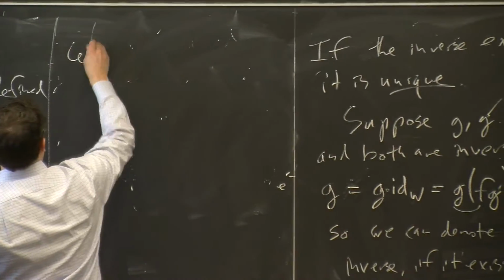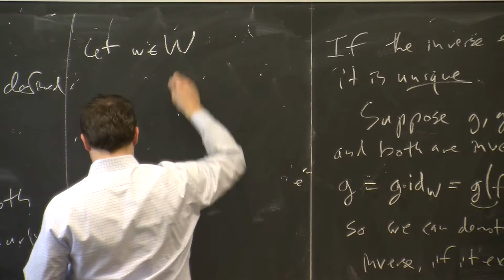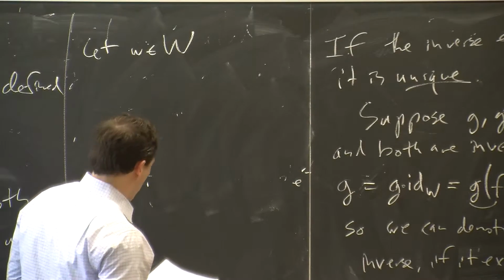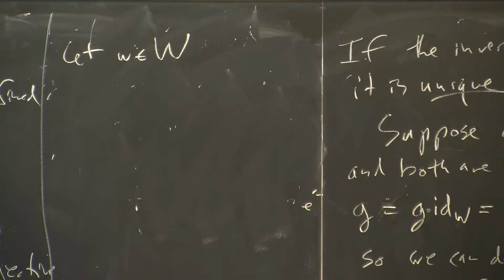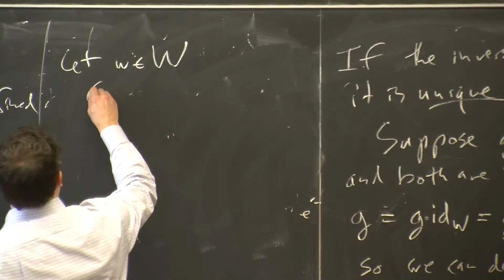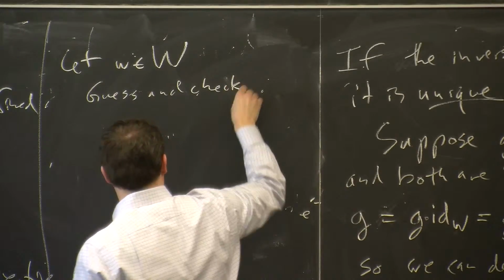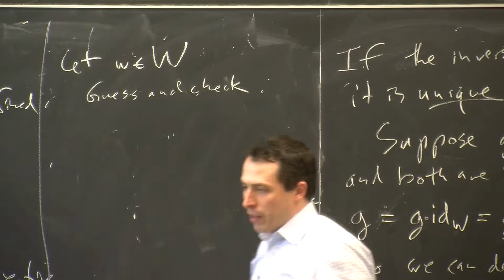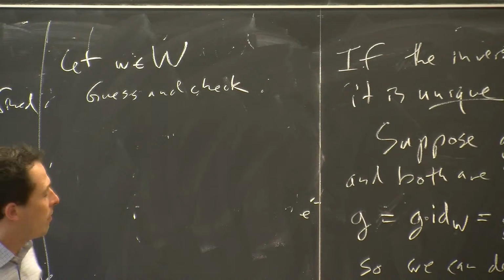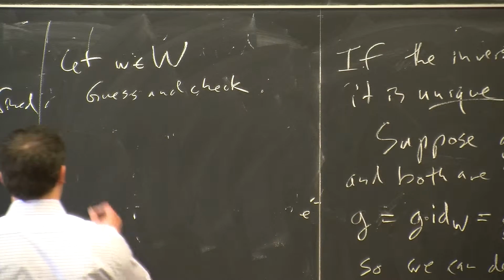So let W be an element of W. And what we want to do, the approach here, is going to be a guess and check approach. That is, we're going to take a guess at something that has to be the inverse, and then we have to show that it satisfies the properties we expect of an inverse, and that it's in fact a linear transformation, not just a set function.